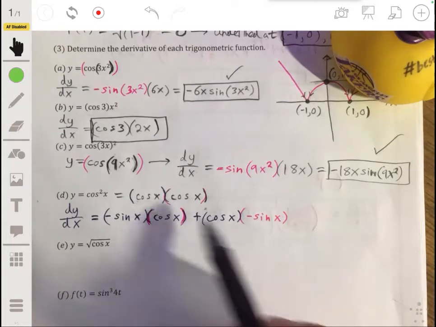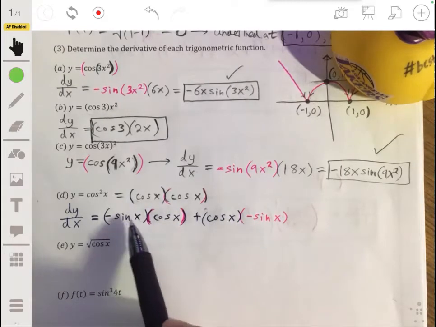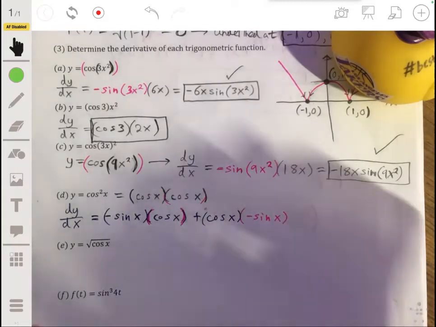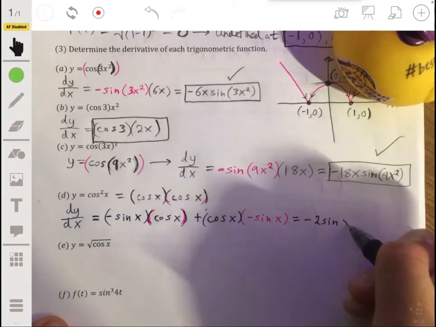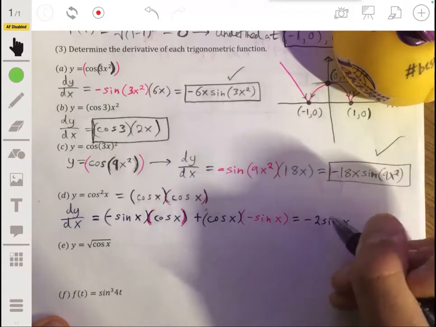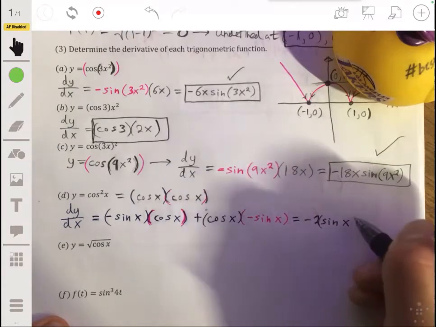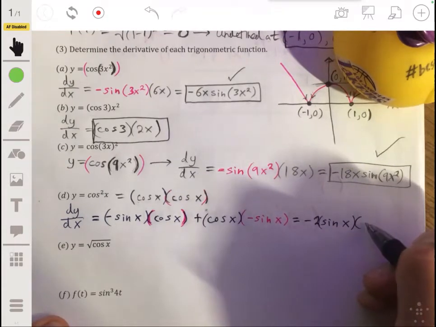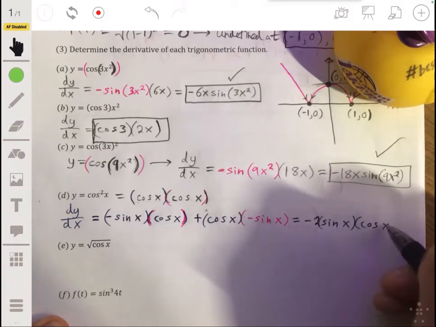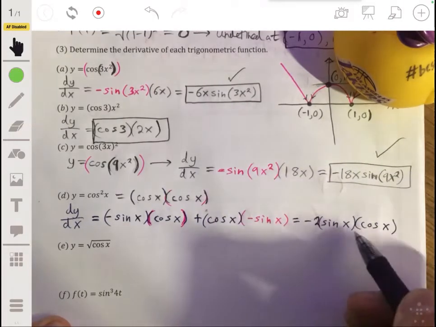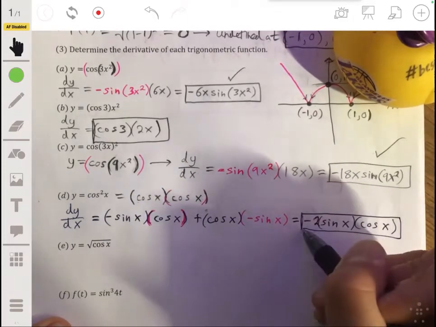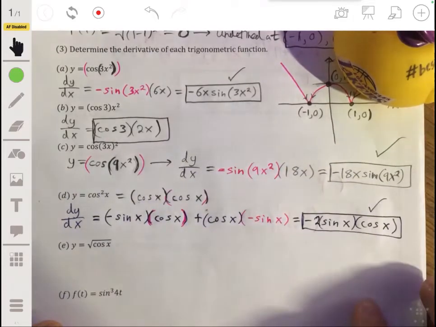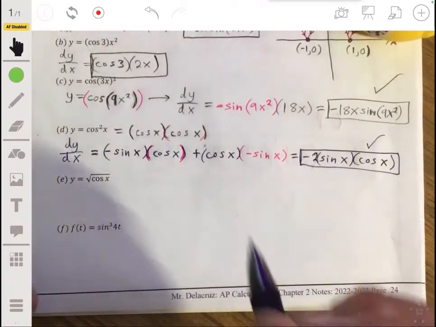And so I just have the same thing twice. So I have just -2 times the sine of x times the cosine of x. So let's use -2 sine of x, and these parentheses are making this look harder than it is. The -2 sine of x cosine of x. All right, just two more.